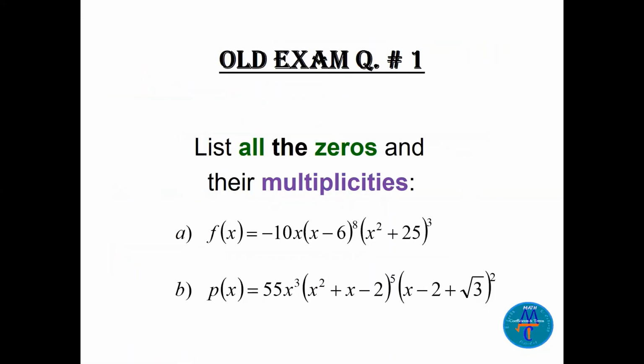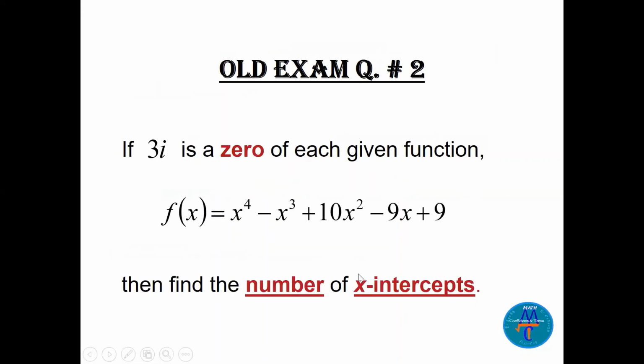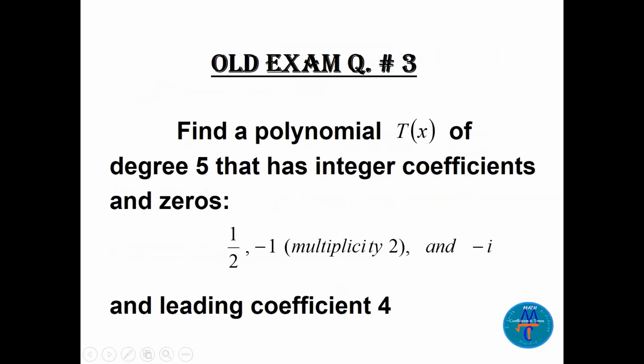Now, these are the old exam questions. You can try yourself, practice on it. We have done some similar examples. List all the zeros and their multiplicities. So this is A and B. Nice questions to try. If 3i is a zero of this function, find the number of x-intercepts. Find a polynomial T of degree 5 that has integer coefficients, and the zeros are one half, minus 1 of multiplicity 2, and minus i. Also, the leading coefficient should be 4.